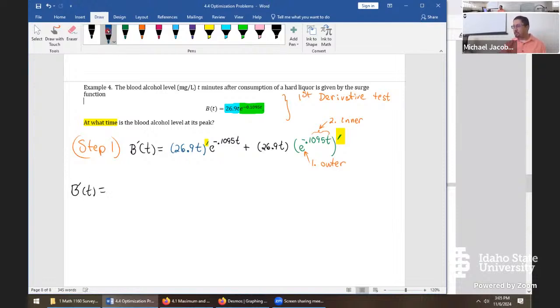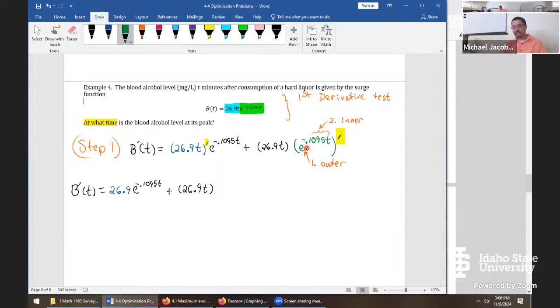B prime of t equals, I'll keep the color coding where the derivative was and just black when we're copying. This is going to be 26.9 here. It'll multiply that exponential, e to the power negative 0.1095t, then add 26.9t. And now we're multiplying by this derivative here. Working this out carefully because they're always tricky.